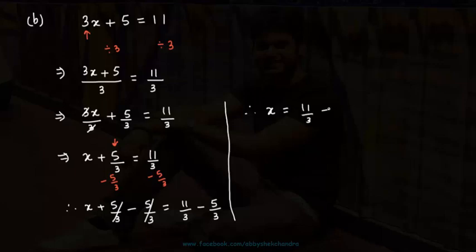11 by 3 minus 5 by 3 equal to 11 minus 5 by 3 equal to 11 minus 5 is 6, so it will be 6 by 3 equal to 2. So x equal to 2 is the solution of the given equation. Notice that we got the same answer in both the methods. So if you have your basics correct, you'll always reach the right answer. However, I prefer the first option because it is simpler and quicker.